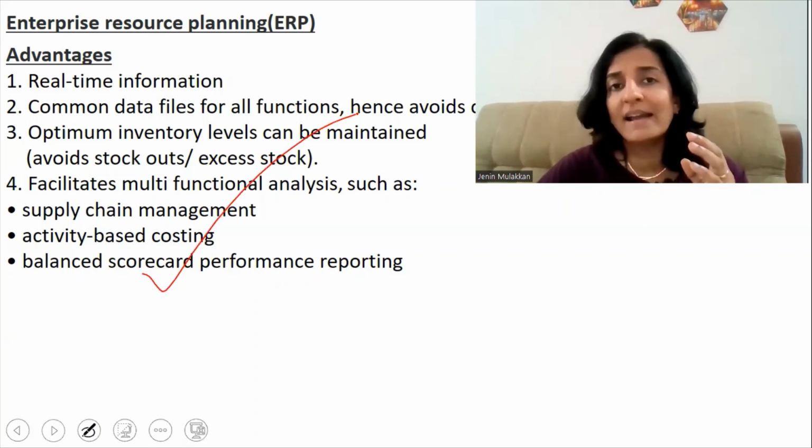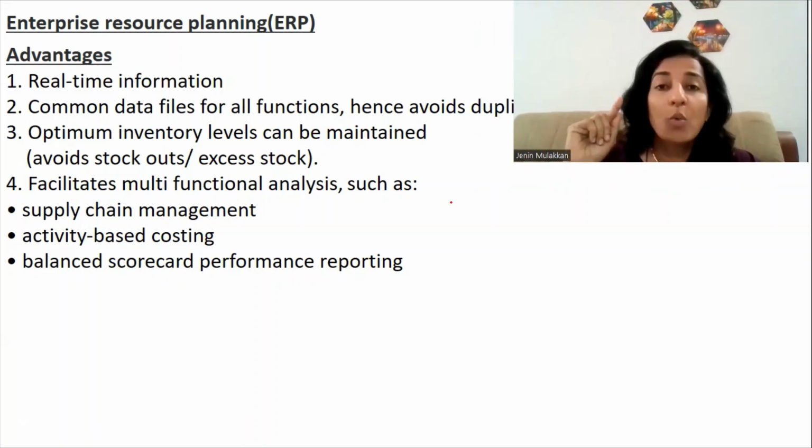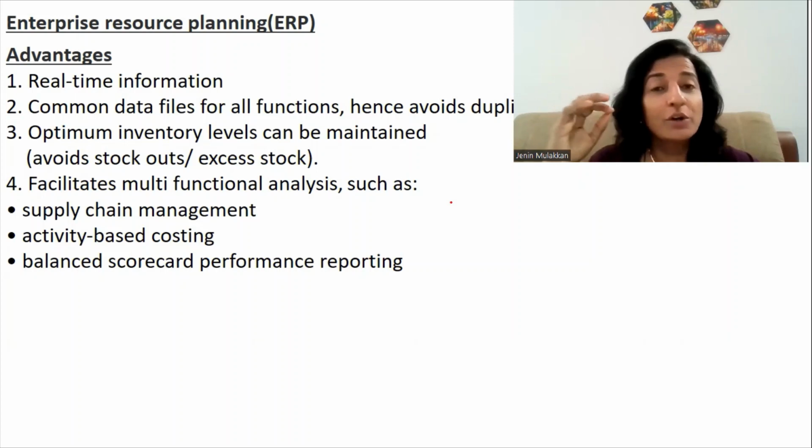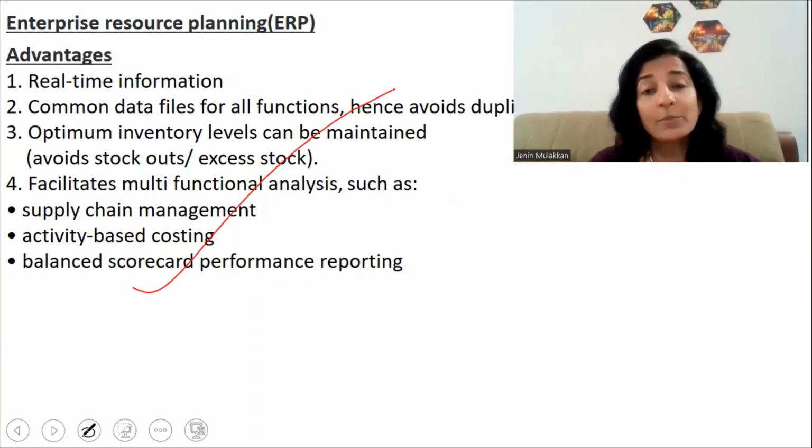And it also facilitates balanced scorecard performance reporting. Under balanced scorecard, every company is evaluated based on 4 perspectives. Now, one of the perspectives is the internal business process. So in order to evaluate the internal business processes, whether it is manufacturing, HR, purchasing, etc., everything has to be centralized in a central database. So ERP facilitates that, and hence balanced scorecard performance reporting becomes very easy.